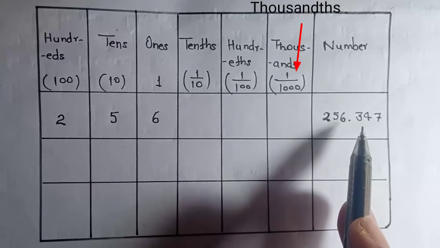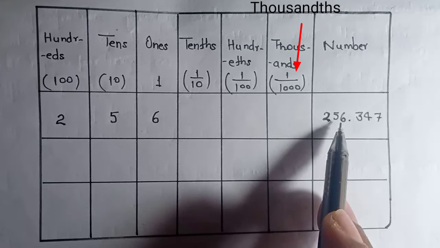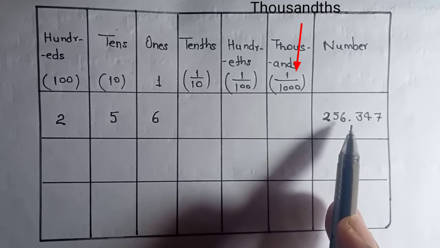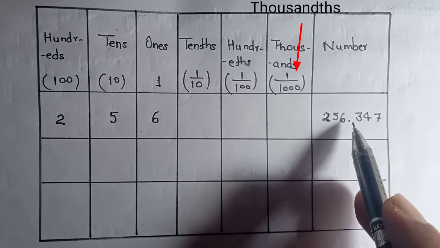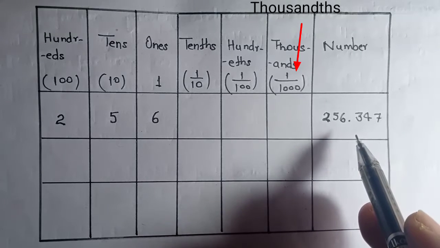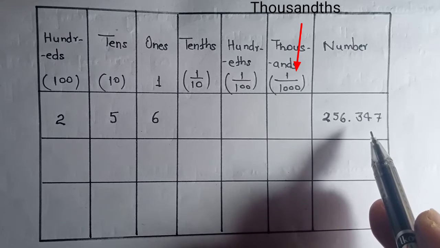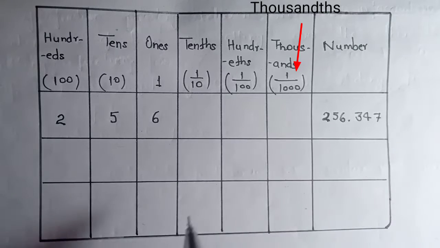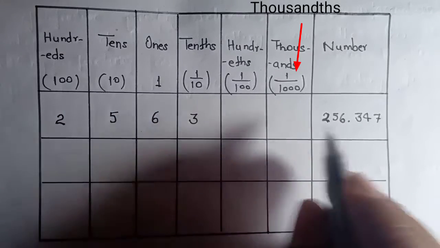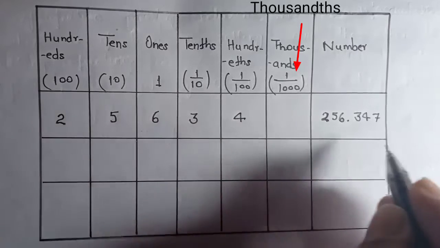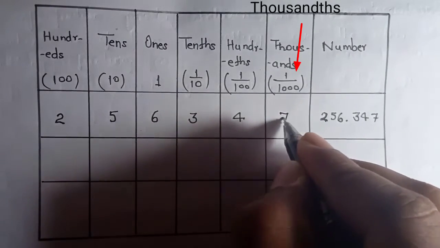Here the number after the decimal point, which is 3, decides the place of this number 6 on a number line, and this place for the digit 3, which is just after the decimal point and to the right of it, is called tenths place. So write here 3. This number 4 is written on hundredths place, so write here 4, and this number 7 is placed on thousandths place, so write here 7.